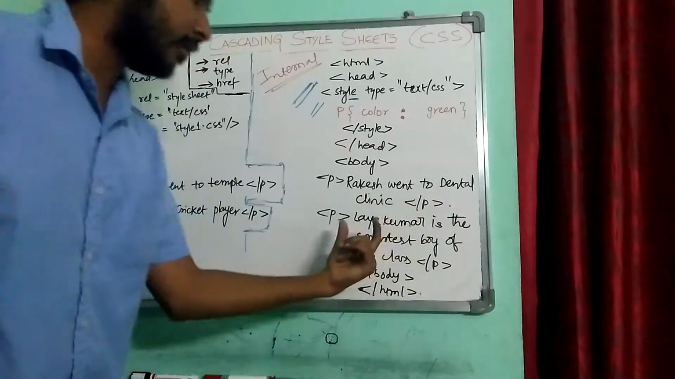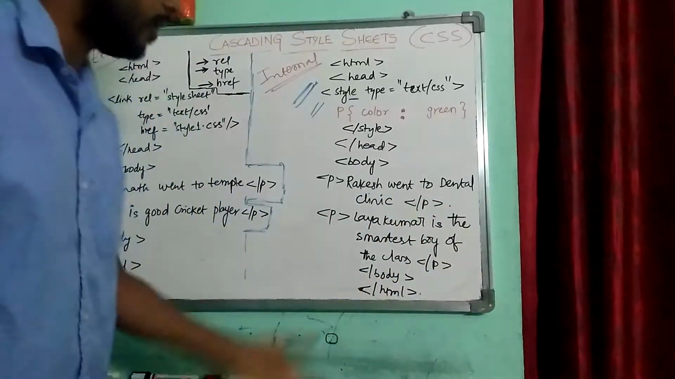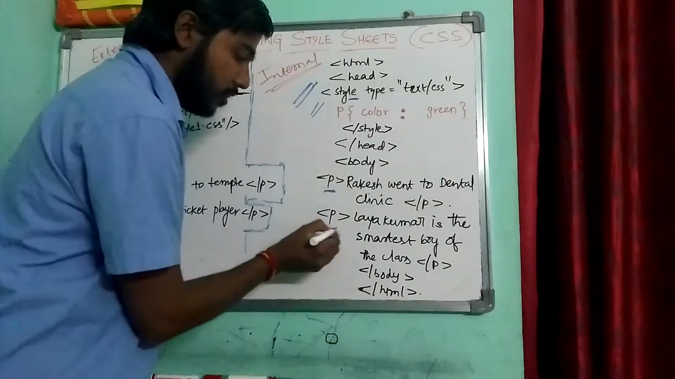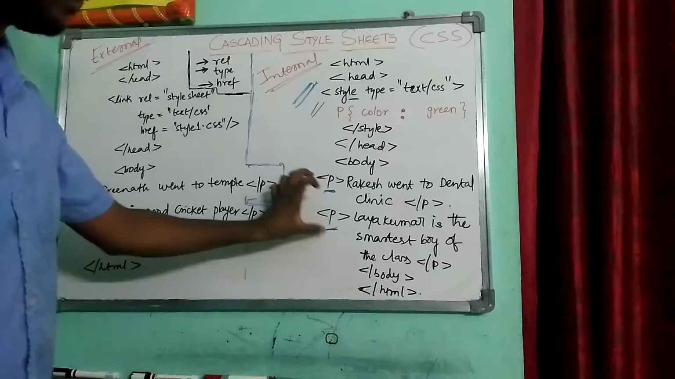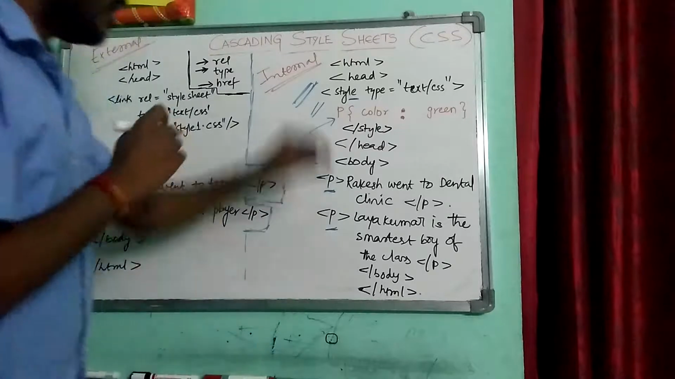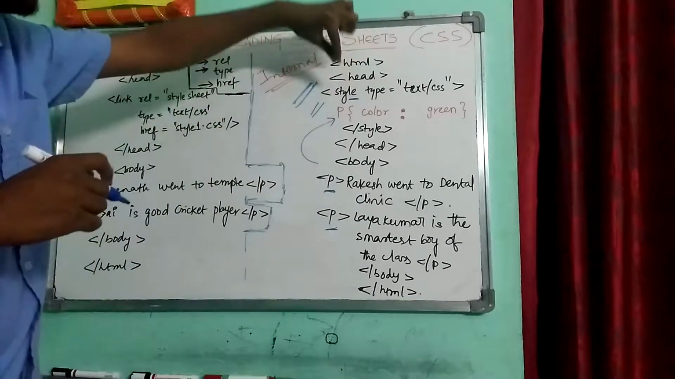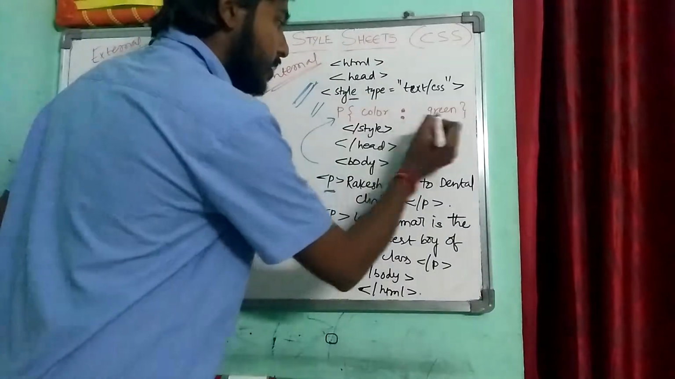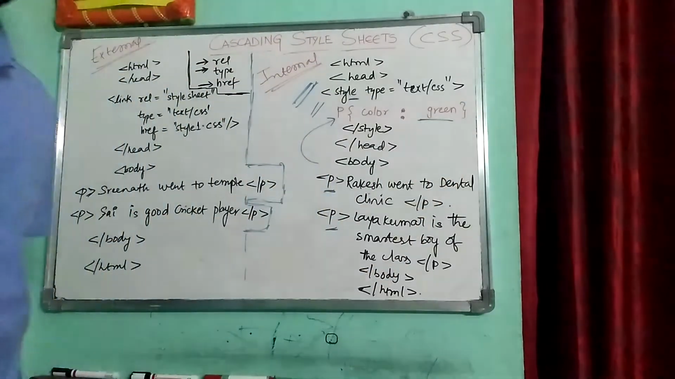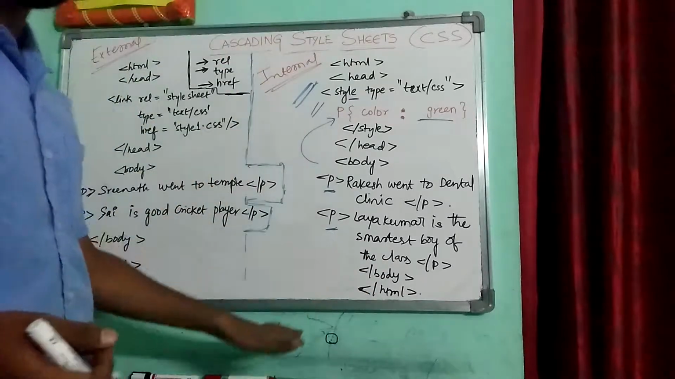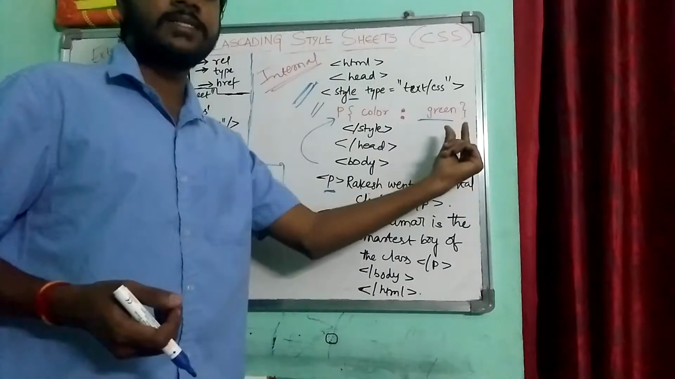Rakesh went to dental clinic. Laya Kumar is the smartest boy of the class. Now I close the body tag and HTML. Now you see where it is P here. These two points I have P, right? So going back to the head, what I told is, wherever I mentioned a tag called P, go there and change the color to green. It might be black previously, but whenever I execute this style sheet, I need to get it as green color.